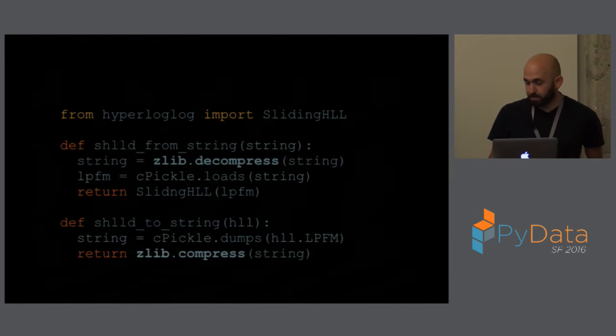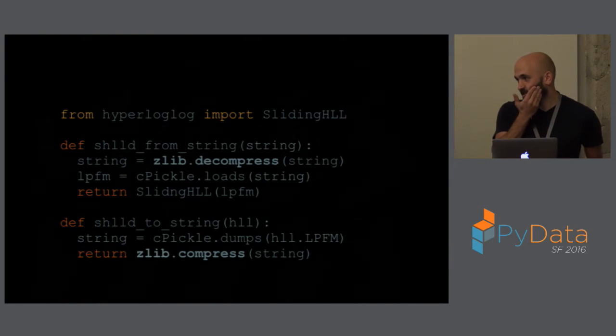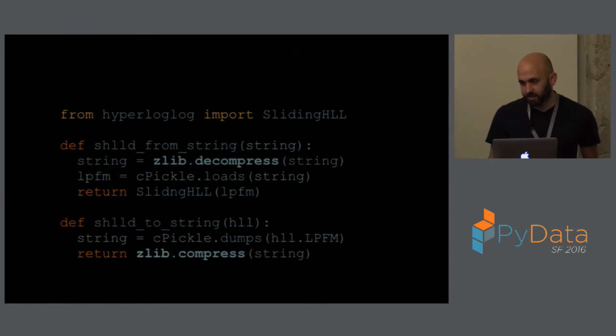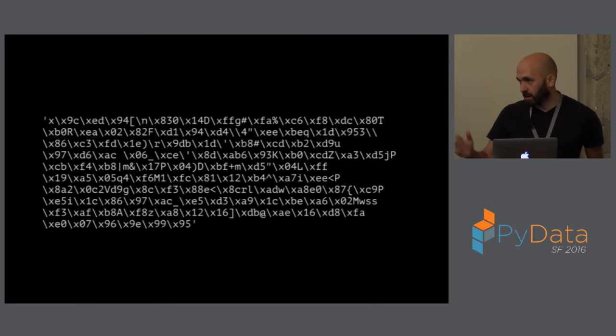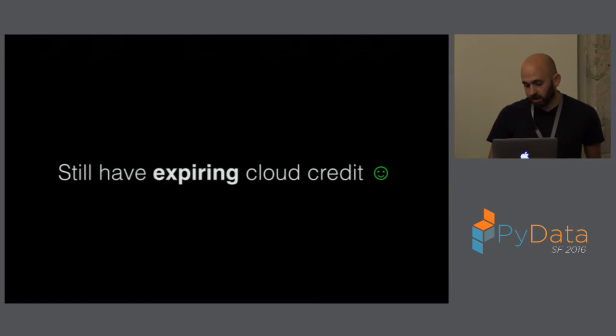But our basic solution to that was just to throw compression around it, because repeated data is very easy to compress. And then you get this kind of garbage out, but it's way shorter than the original version. And we threw that into our in-memory storage. Again, are we done? Nope, this thing was still in RAM. We still had a lot of cloud credit.